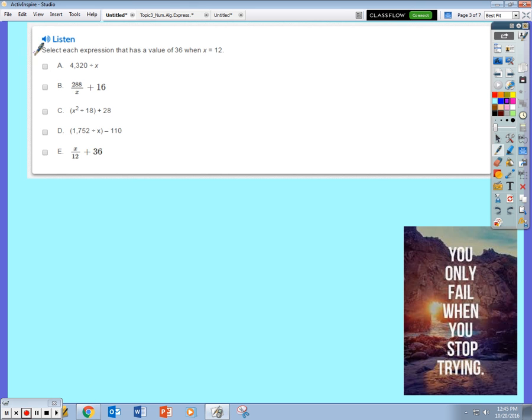Select, there's my verb, select each expression, each meaning more than one, that has a value that equals 36 when x is equal to 12. So I am doing some substitution here. Now, I'm going to have to go through all these and do it, because I don't know just by staring at them. By staring at them, I can't tell you.